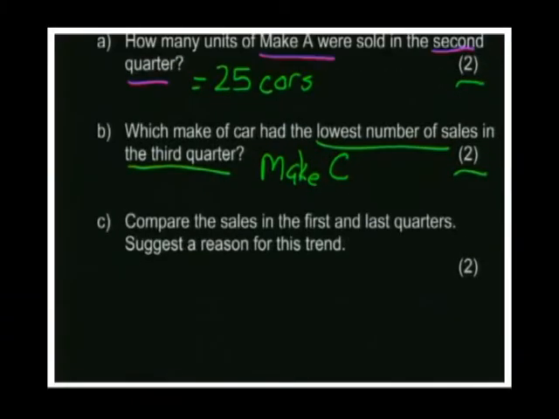It now says, compare the sales in the first and the last quarters and suggest a reason for this trend. When it says compare, we need to give them values and figures. So we're comparing the first and the last quarter.